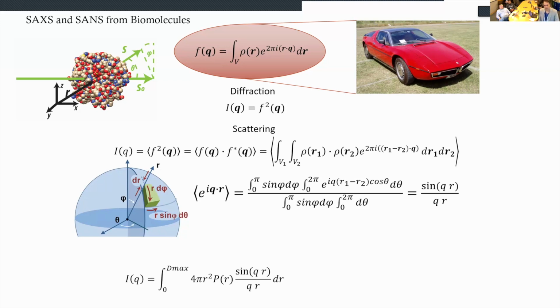And so the intensity that we're measuring here is related to the electron density in this equation, where all of this is in the P of R, okay? So you go back and forth from intensity to the P of R, there's a Fourier transform involved, okay? And I'll tell you a little bit about P of R in a second.